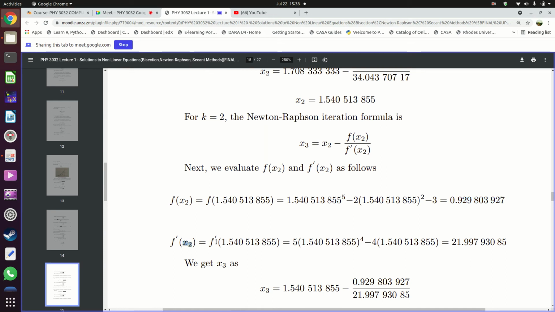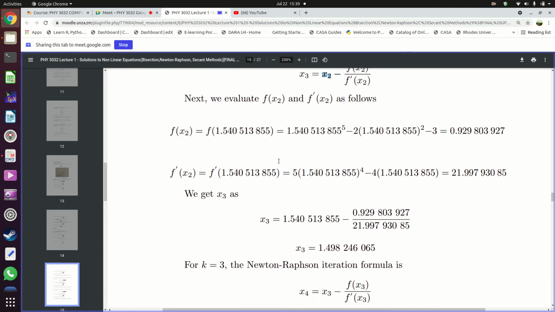So that's going to be f prime of 1.540513855. So that's going to be 1.540513855 to the power 2 minus 4 times 1.540513855, and you're going to get yourself 21.99793085. So you have the value of your function at x2, which is this. You have got the value of your derivative at x2, which is that, and you have your x2 itself, which is this. So we can make substitutions here so that we can find our estimate of x3.